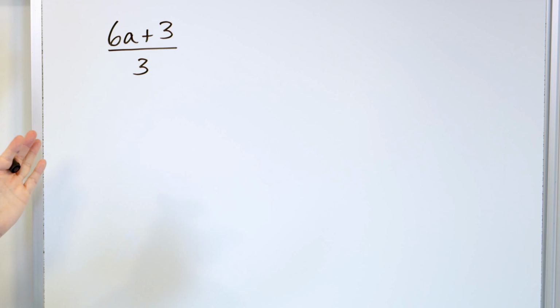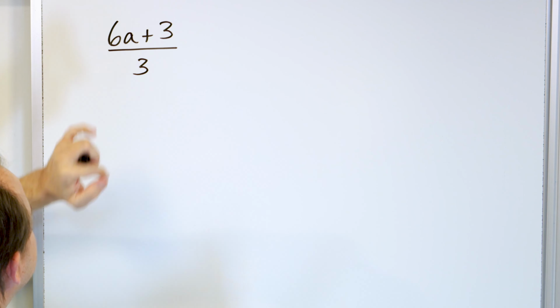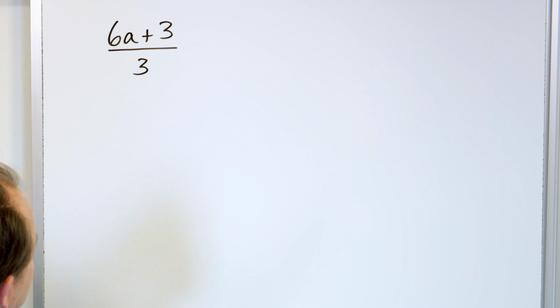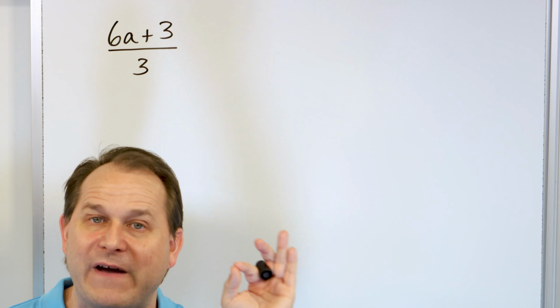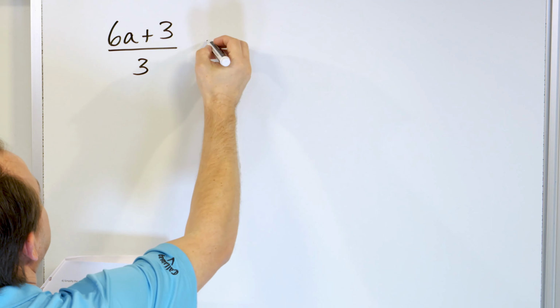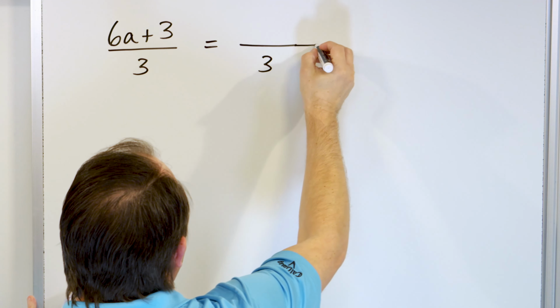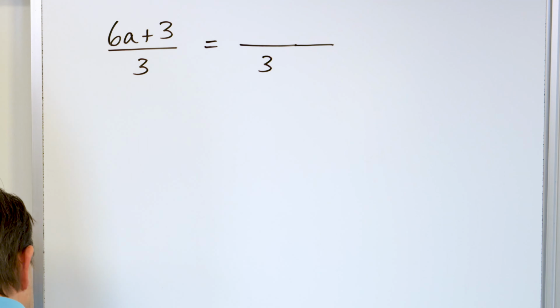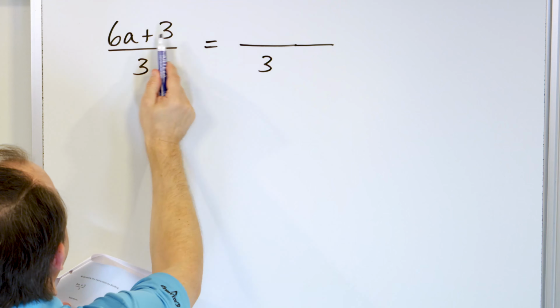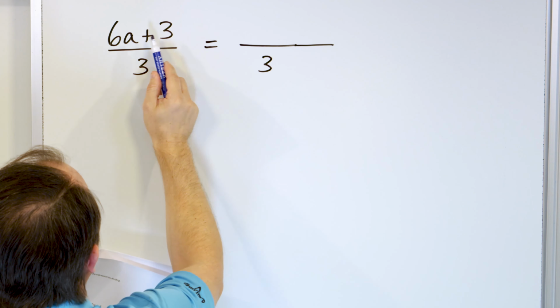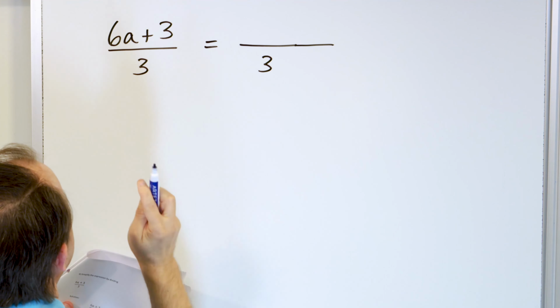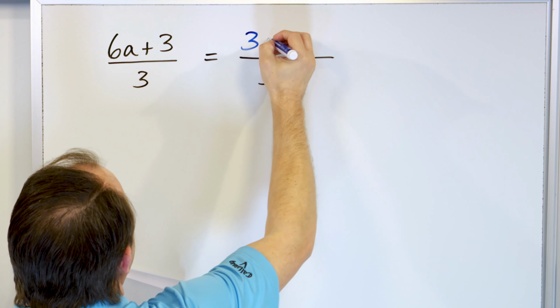Now again, it looks like I can't do anything because I cannot combine these terms in the top. But what I do see is I am able to factor something in the numerator, right? The denominator only has a 3. I can't really do anything with that. But what can I do in the numerator? What is common to this? Well, the a is not common to both, but a 3 is. Both of these numbers are divisible by 3, so I can factor out a 3.